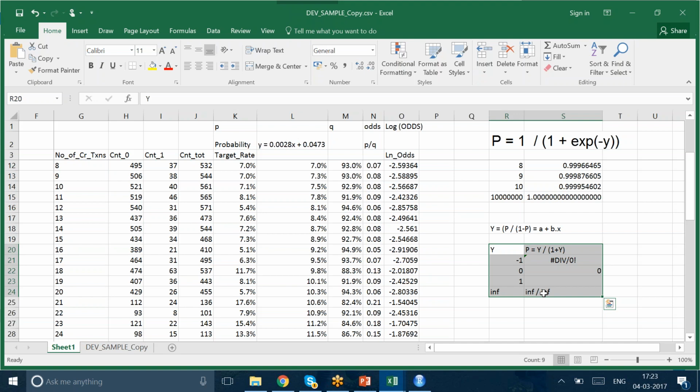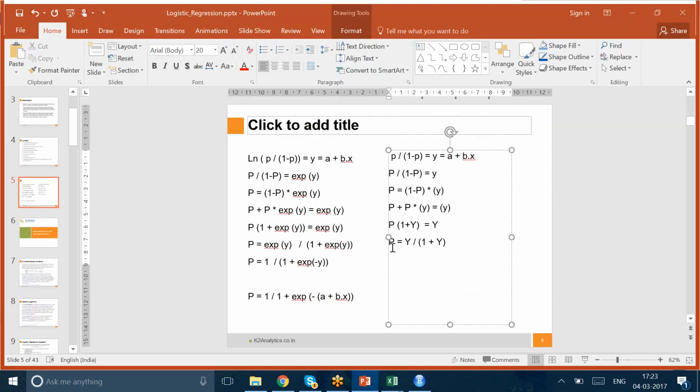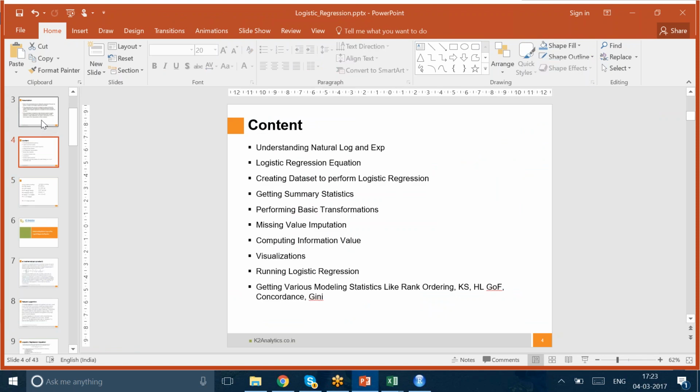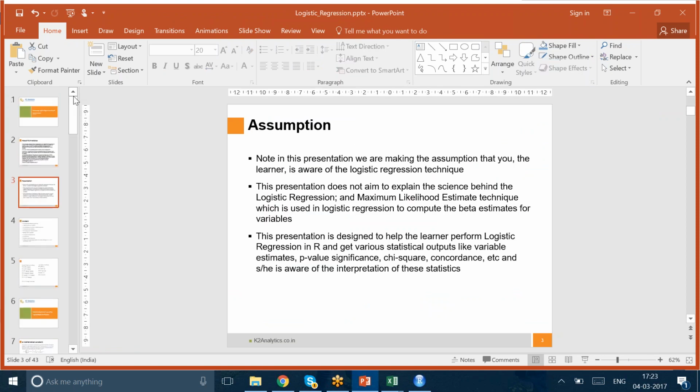That's why log odds is the only way by which I can restrict the value between 0 and 1. And that's the reason why, when we are building a logistic regression model, the log odds concept is used. And that's the reason why we get this equation, which is shown here.